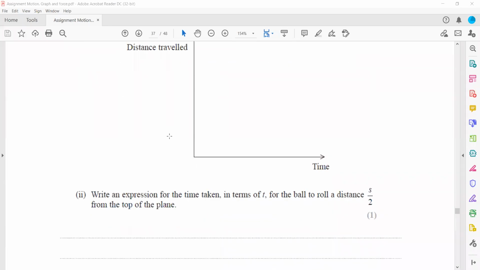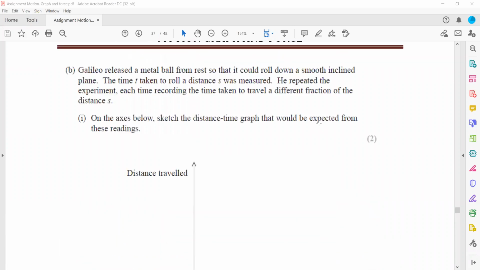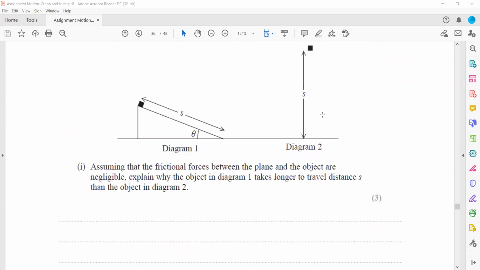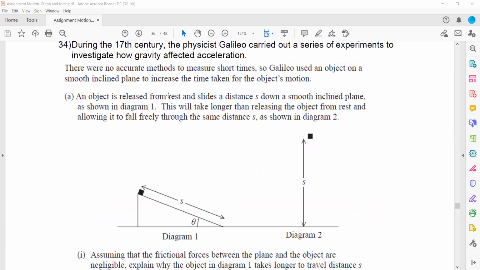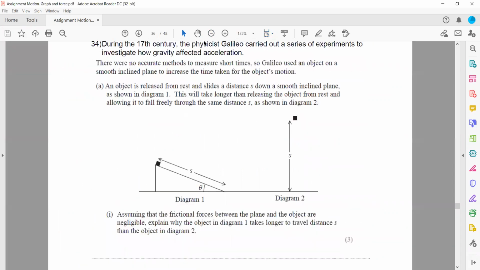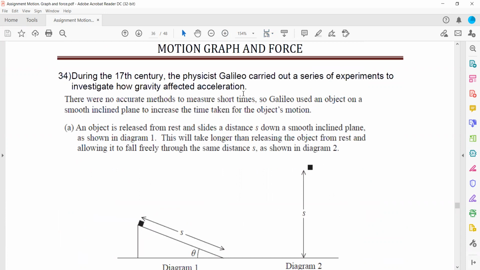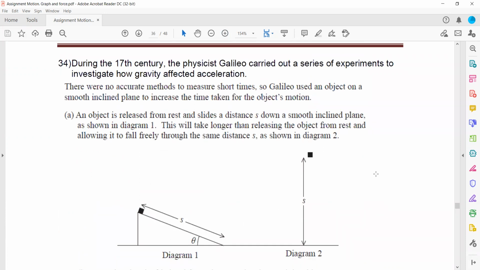So in this question, write an expression for the time in terms of t for a ball rolled down a distance s by 2 from the top of the plane. So what happened in this question? During investigation in the 17th century, the physicist Galileo carried out a series of experiments investigating how gravity affects acceleration.